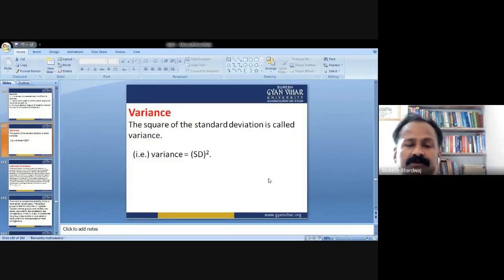Now, come to the next topic, variance. Variance is nothing but the square of standard deviation. Whenever you are asked to find out the variance, you need to calculate the standard deviation for any type of data which we have seen. So variance is the square of standard deviation. Kindly make a note of it.